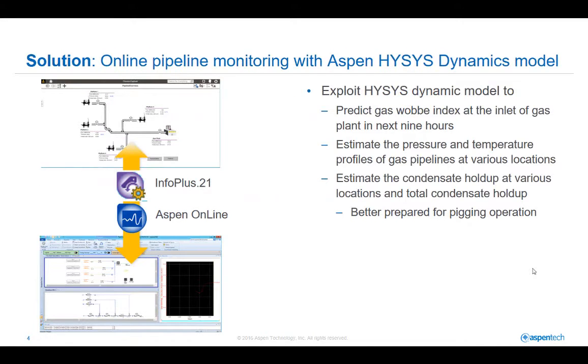To address these challenges, an online pipeline monitoring solution is deployed using various AspenTech products. An offline dynamic model is developed in Aspen HYSYS to predict the WOBBE index of the natural gas into the gas plant in the next 9 hours. Estimate total condensate holdup so it does not exceed the slug catcher capacity. Predict hydrate formation in the delivered gas. Estimate the pressure and temperature profiles along the pipelines at various locations.